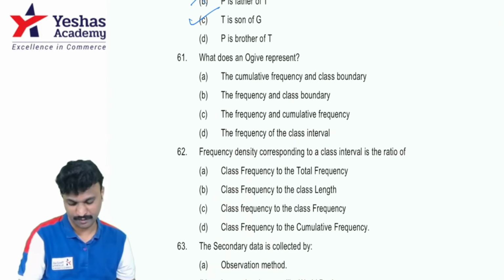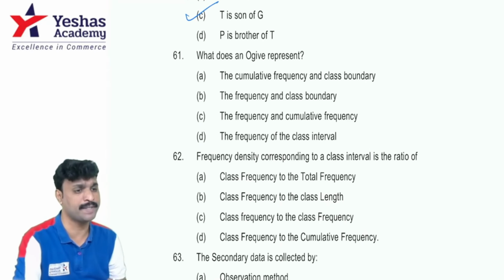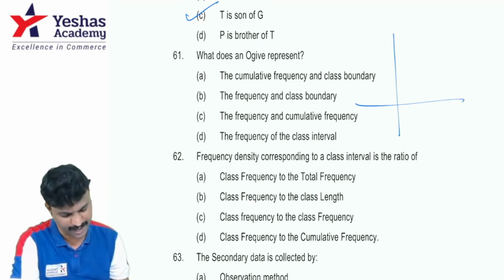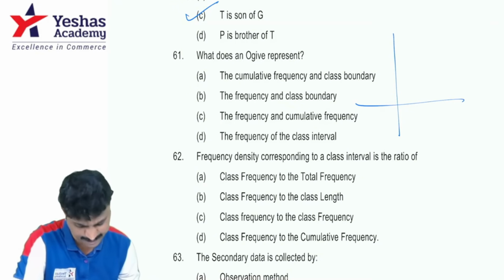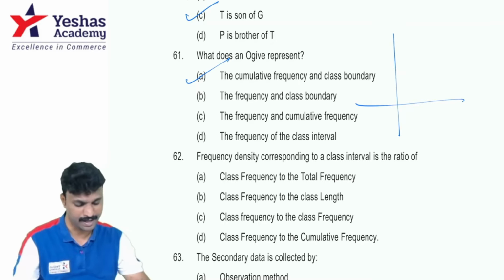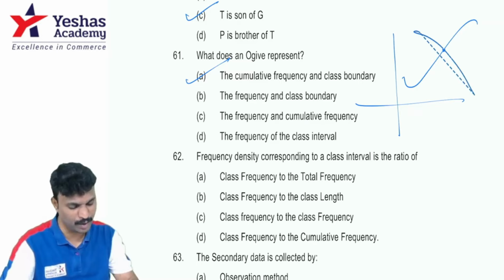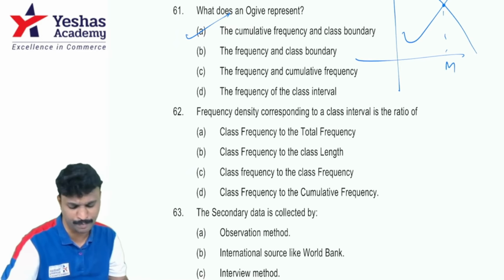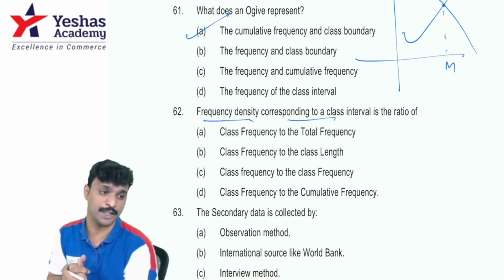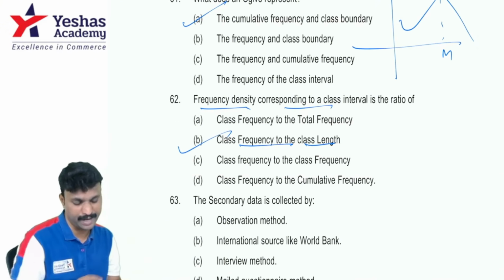Guys, the next 40 questions are statistics questions. They are the Laddu questions. Let's see. What does an ogive represent? Ogive actually represents cumulative frequencies on the y-axis and the class boundaries on the x-axis. Cumulative frequency and the class boundary. Option A is the answer, right? So LCF and MCF, point of intersection gives you what? Median. Hope you remember. Frequency density. What is frequency density? It's a ratio of class frequency to the class length. Option B is the right answer.